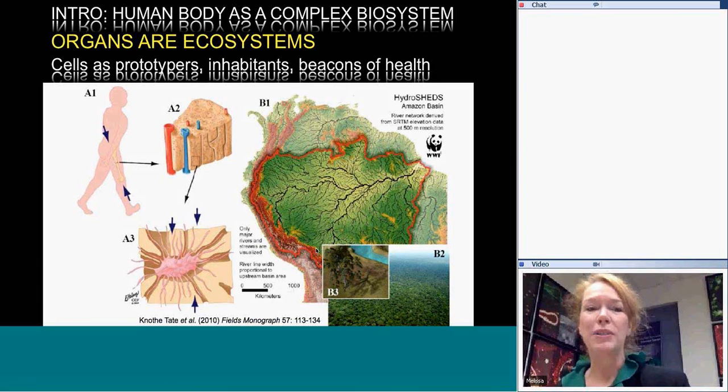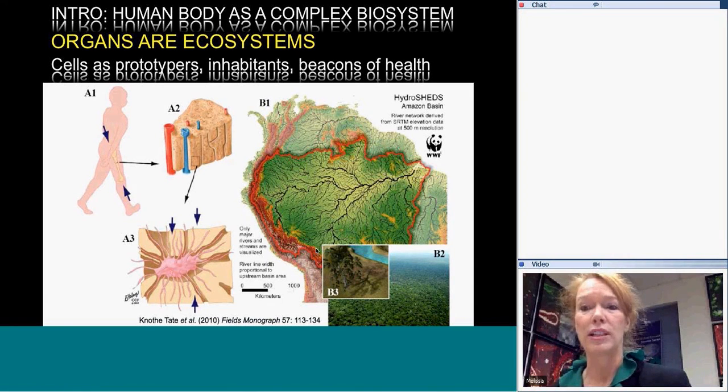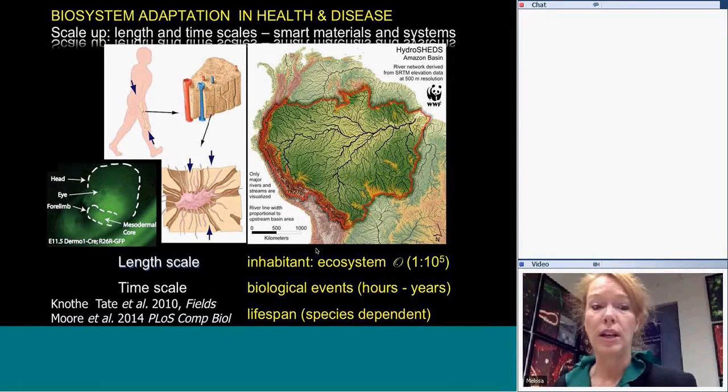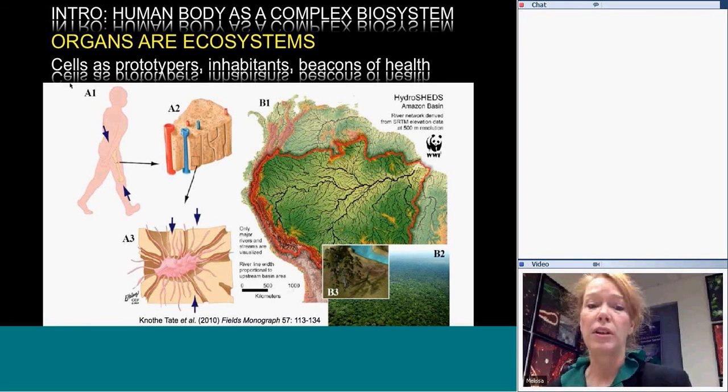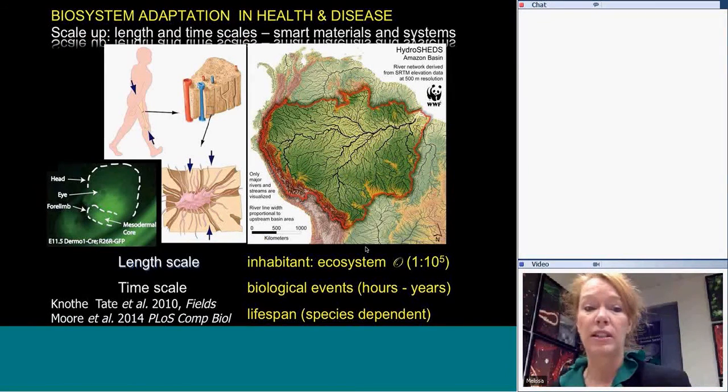The human body is a complex biosystem, and we realize that our organs themselves have bounding barrier membranes. They're very much like ecosystems that are brought together for the complex organismal system of the human body. In recent years, we're realizing that our cells themselves, from in utero development through to postnatal growth and healing, are prototypers and inhabitants of this ecosystem. They're also beacons of health within this ecosystem. So we see this comparison here to the rainforest of the Amazon, and the cells or the trees in the forest actually give an indicator of health at any time.